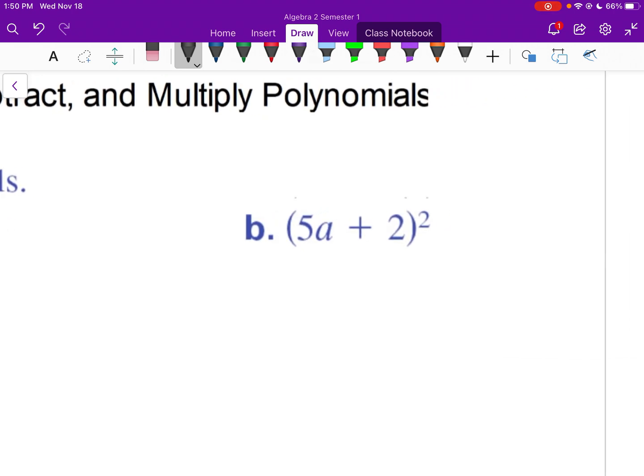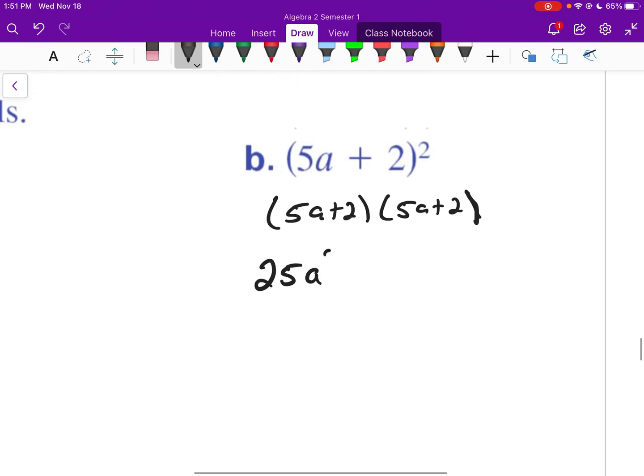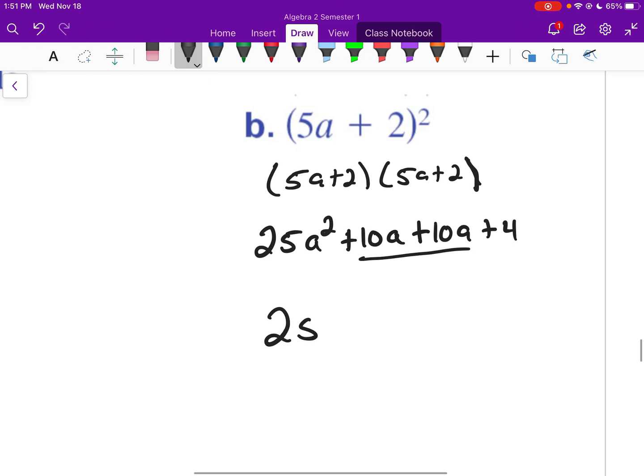All right, 5a plus 2 squared. Now, a lot of people make a common mistake. People just like to square both those terms. We are squaring that whole quantity. So this is saying 5a plus 2 times 5a plus 2. So a lot of people will benefit from writing that out, then foiling. So then we get 25a squared for 5a times 5a, plus that 10a plus 10a plus 4. Then finally, combining our like terms there, we'll get 25a squared plus 20a plus 4.